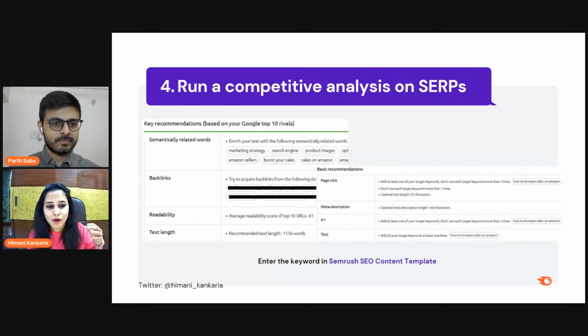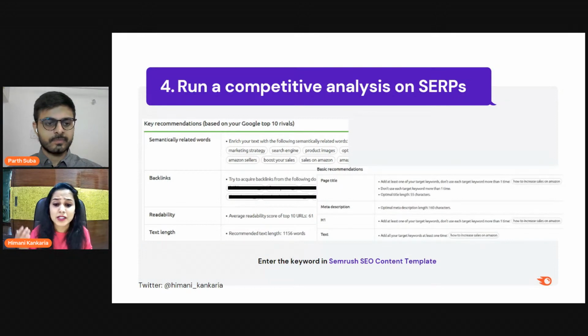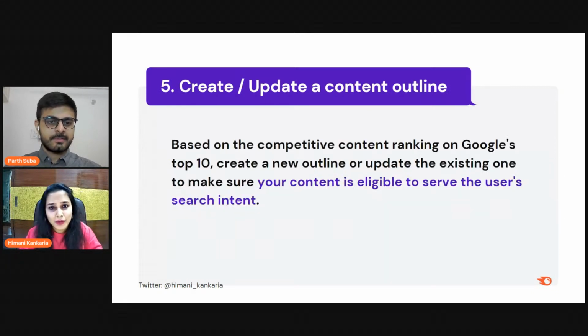So, every piece of information about competing blogs, semantically related words, backlinks, readability, text length, page title, meta description, H1 text, each and everything of the competing blogs, you can see on one screen. So it becomes completely easy for you to plan what your content needs to have. So all this was about planning. Now it's time to implement.